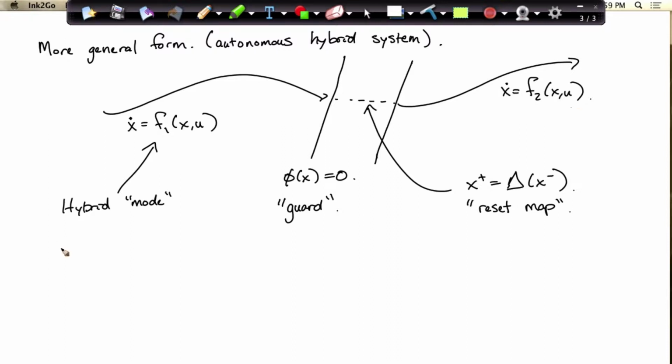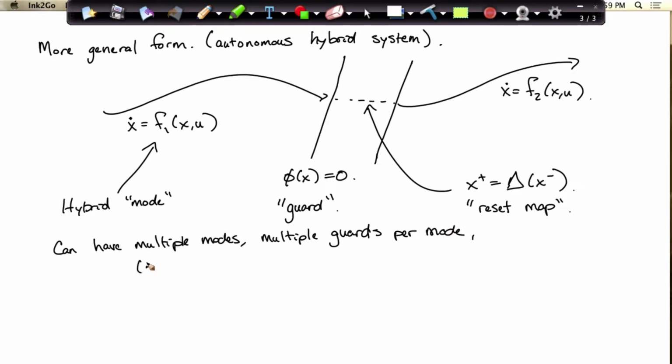So in general, you can have multiple modes. You can have multiple guards per mode, since there are different events that could happen. But you have exactly one reset map for every guard.